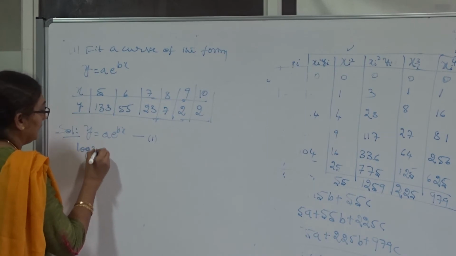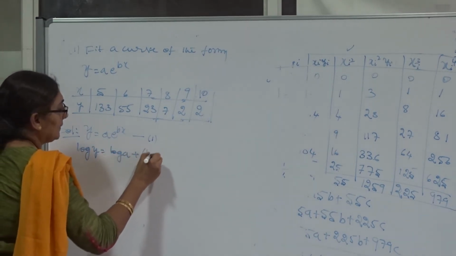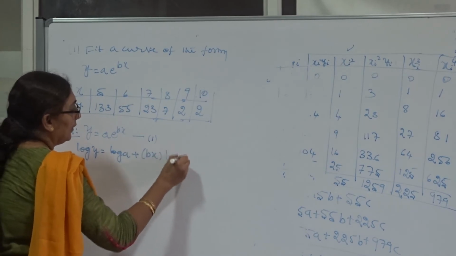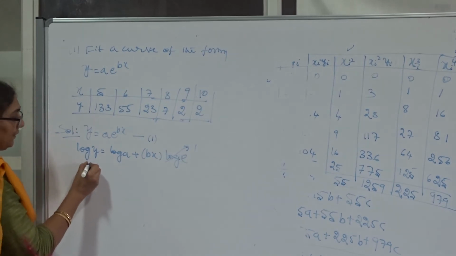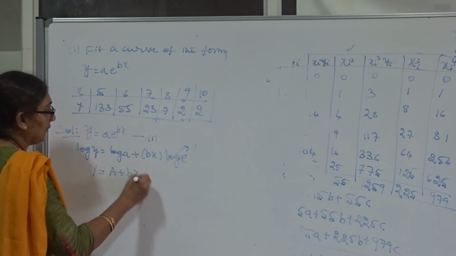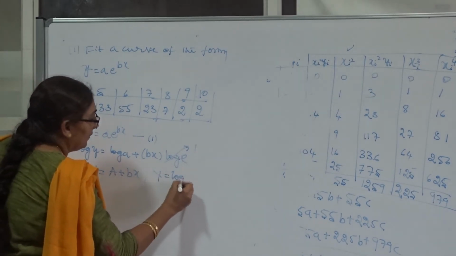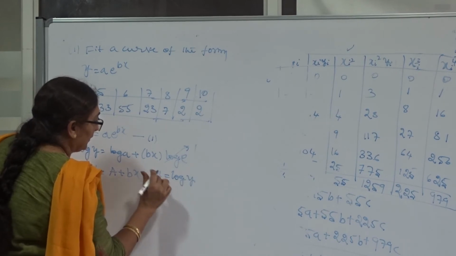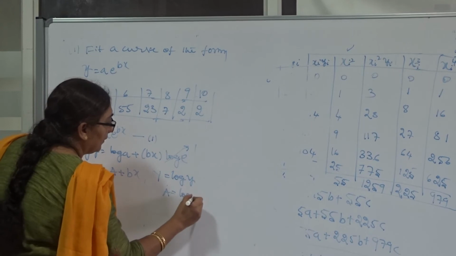log y equals log a plus bx into log e. What is log e? Its basic value is 1. Now this is y equals A plus bx, which is already explained, where capital Y is log y and capital A is nothing but log of small a.